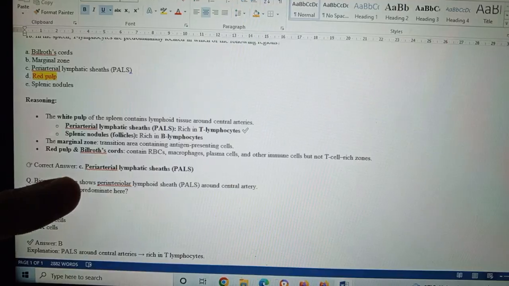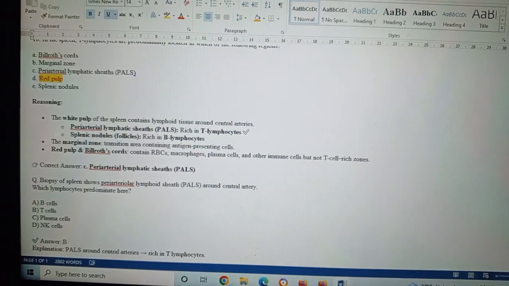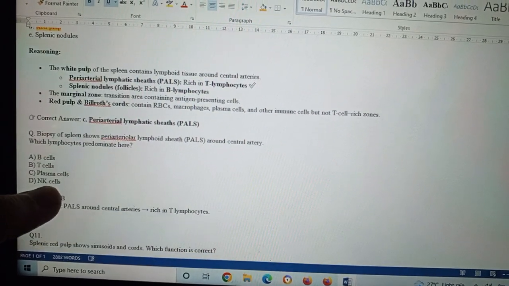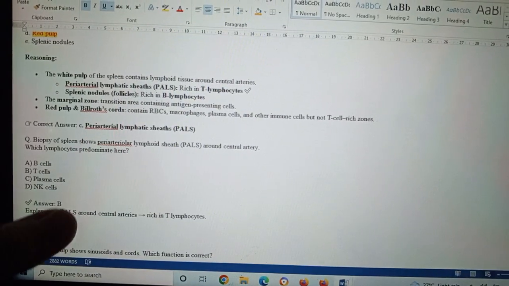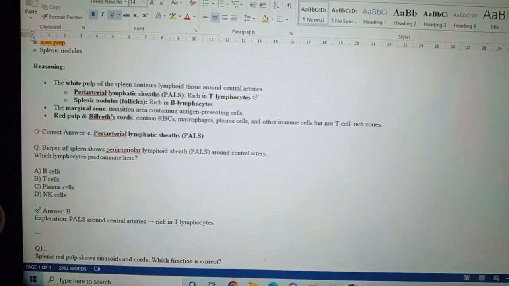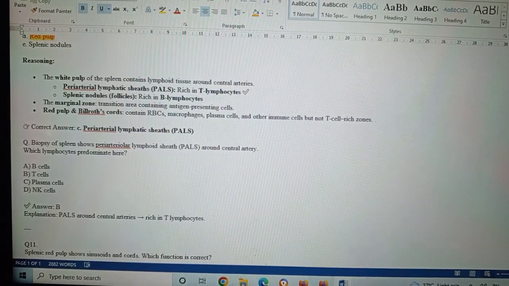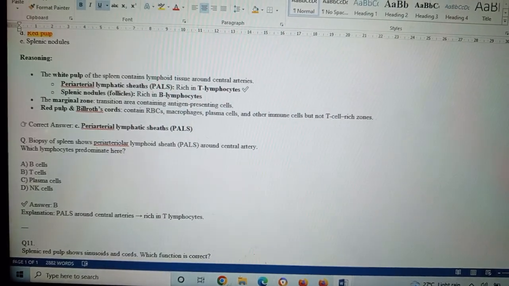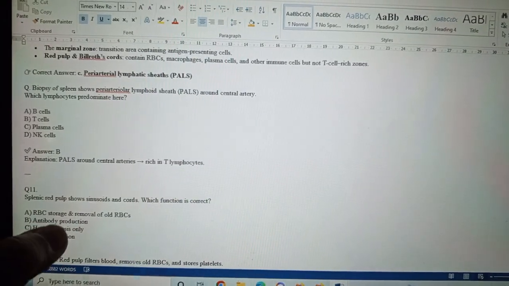PALS is basically the periarteriolar lymphatic sheath. But this needs to be checked again, regarding which option is correct. Biopsy of a spleen shows PALS around the central artery. Which lymphocytes predominate here? Obviously T cells predominate here, because PALS around central arteries are rich in T lymphocytes.